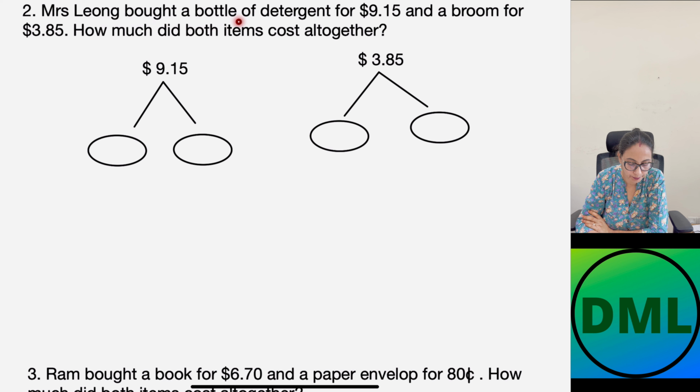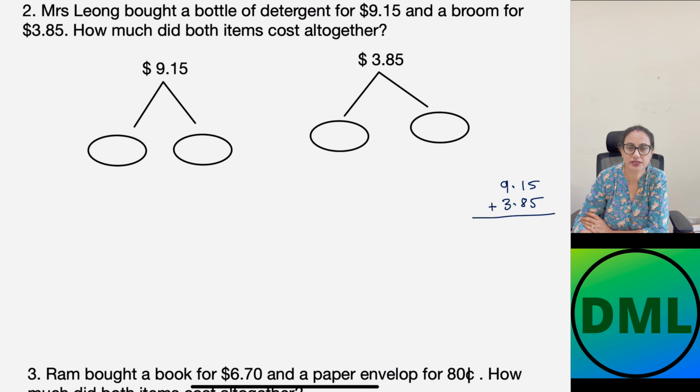Mrs. Leong bought a bottle of detergent for $9.15 and a broom for $3.85. How much did both items cost altogether? I need to find out how much Mrs. Leong spent on both the items. That means I need to add. So again, there are two ways. You can follow any method. You can directly add 9.15 and 3.85 together.